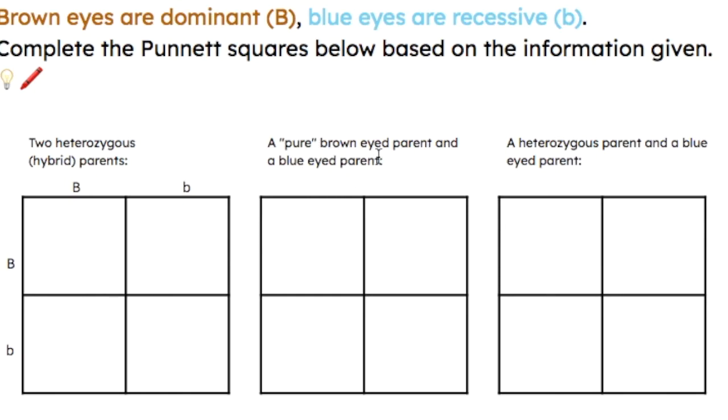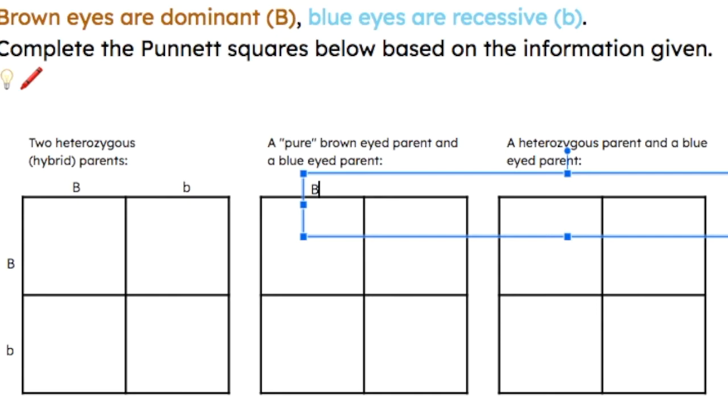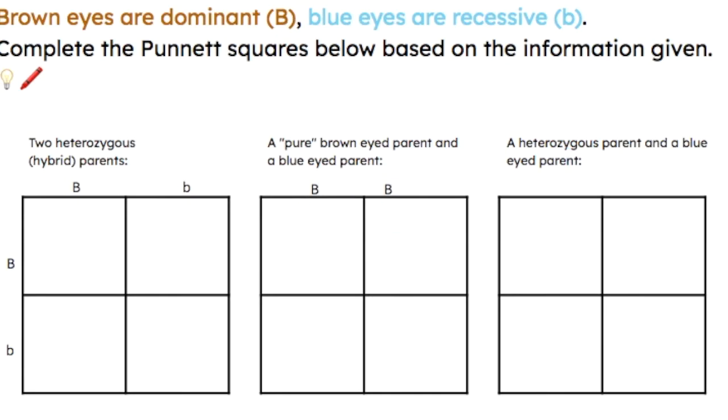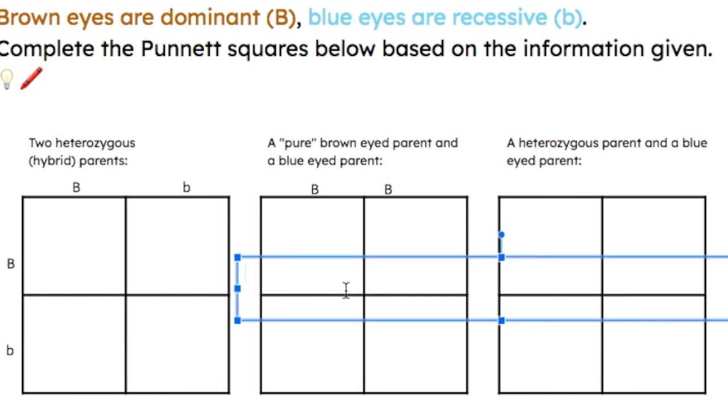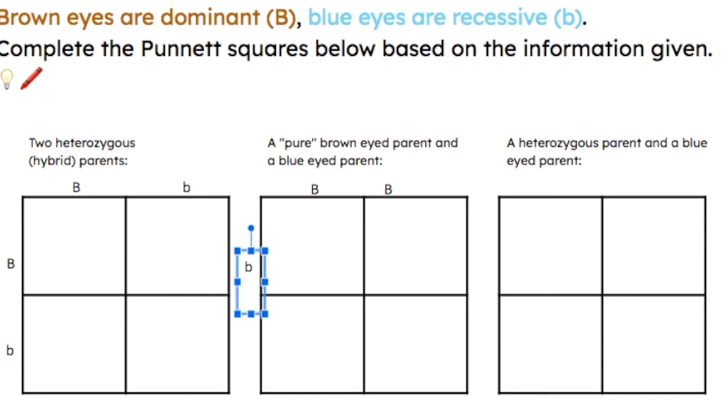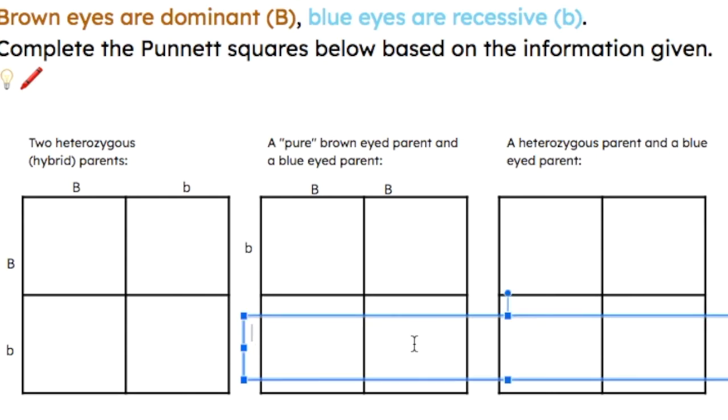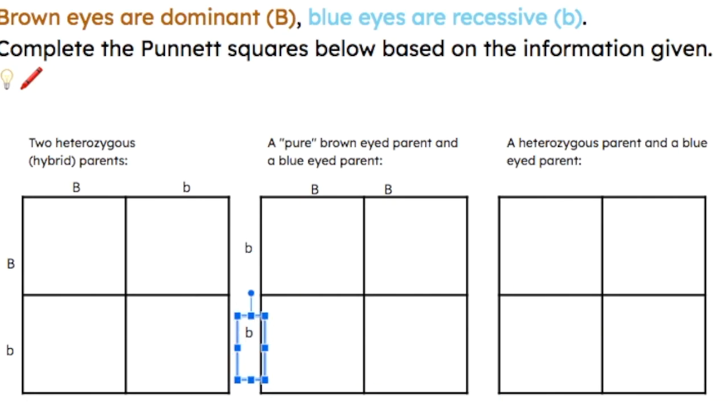Okay, a, quote, pure brown-eyed parent. When I say, quote, pure, I mean two of the same. So capital, capital. And we're going to cross them with a blue-eyed parent. And we know that blue is recessive. So I'm doing new text boxes because if I try to use the same one, it's probably going to try to capitalize that B. So we know that blue eyes have to have the two little b's. So that's why this is a pure, quote, brown-eyed parent. So capital, capital times a blue-eyed parent, which is lowercase, lowercase.